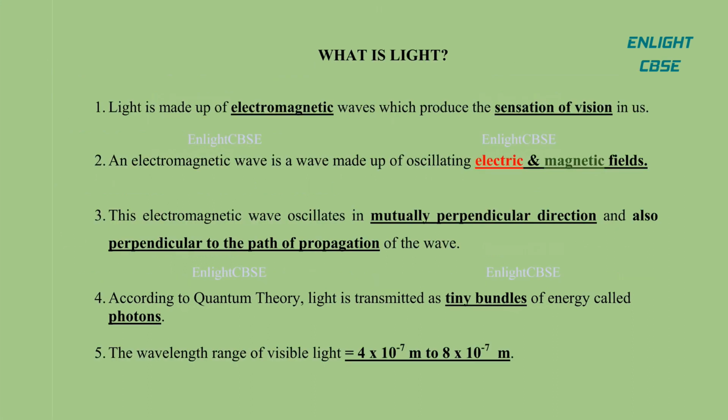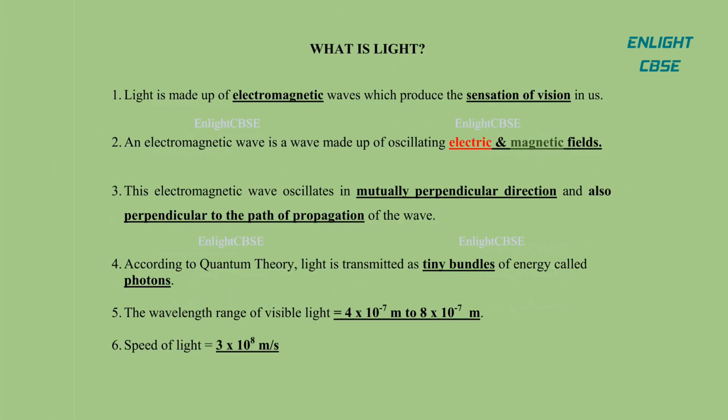The wavelength of visible light ranges from 400 to 700 nanometers. Speed of light is defined as the speed at which light propagates through a medium. The value of the speed of light in vacuum is 3 × 10⁸ meters per second.